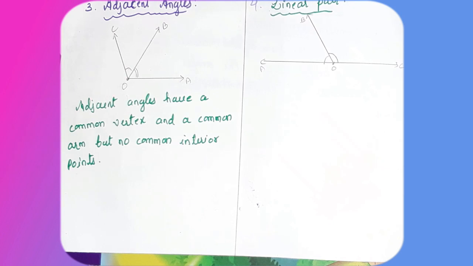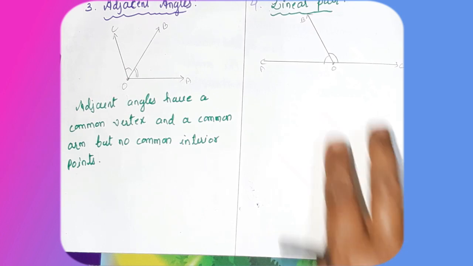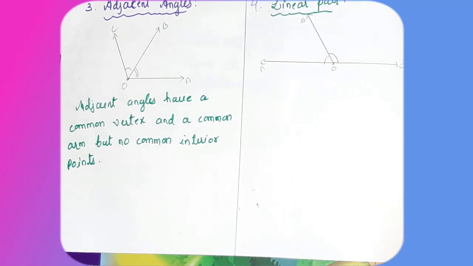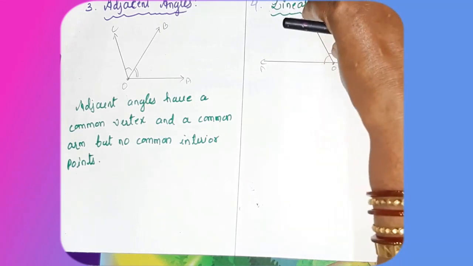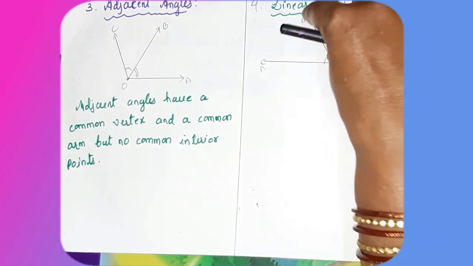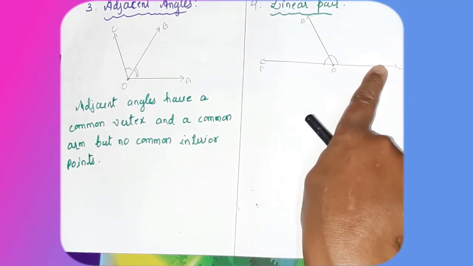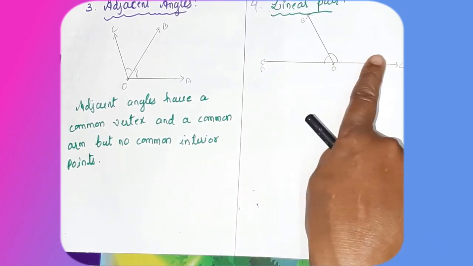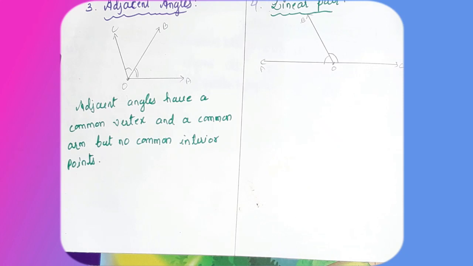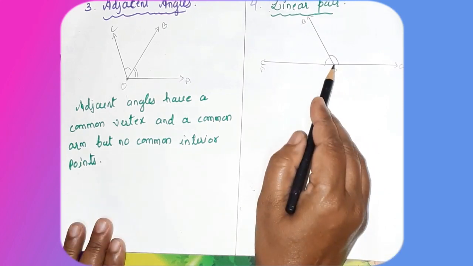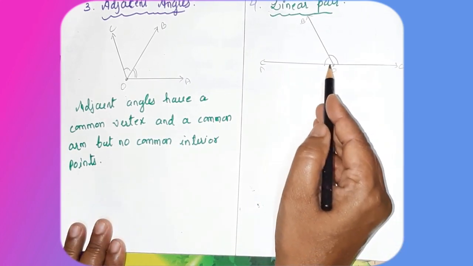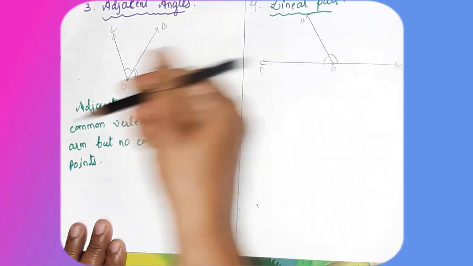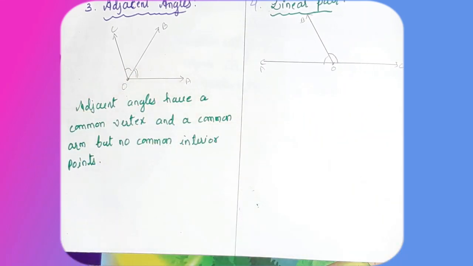A linear pair is a pair of adjacent angles whose non-common sides, this is the common side, the common arm, and these two are non-common. Now how must the non-common rays be? Non-common rays must be in the opposite direction. If this is in this direction, the other ray will be in the opposite direction. I hope you understood.